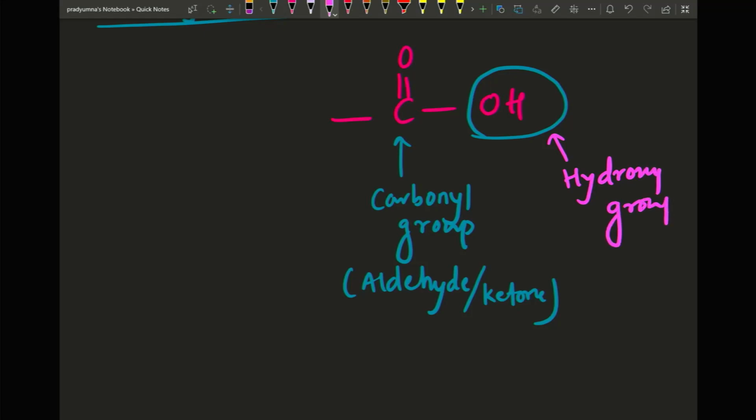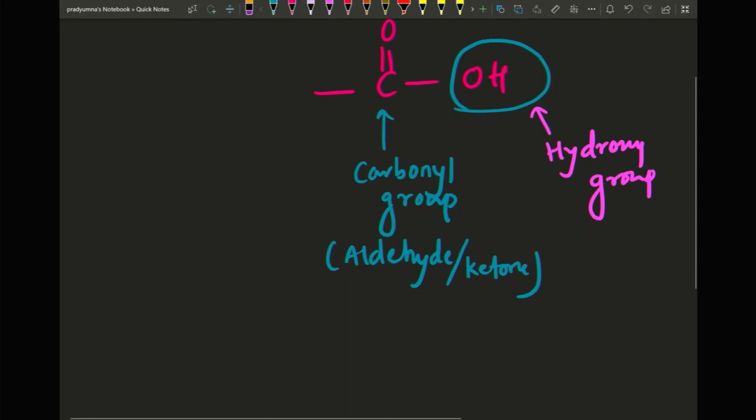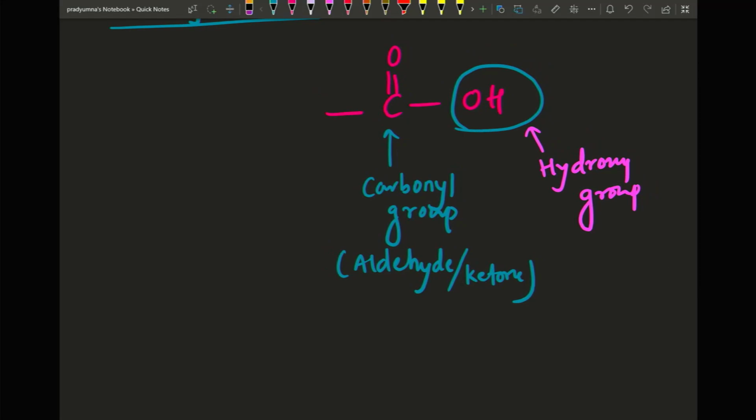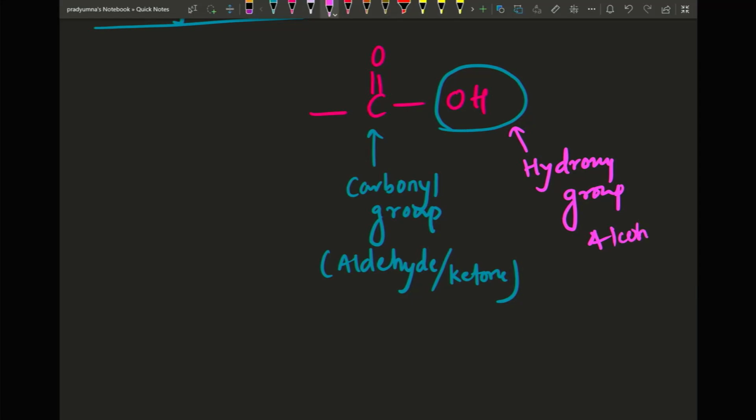Some people like to call it hydroxyl. So you can call it hydroxy or hydroxyl. It doesn't matter. Both are correct. Okay, so this is our hydroxy group. And where have I seen this before? We have seen this in our alcohol compounds.